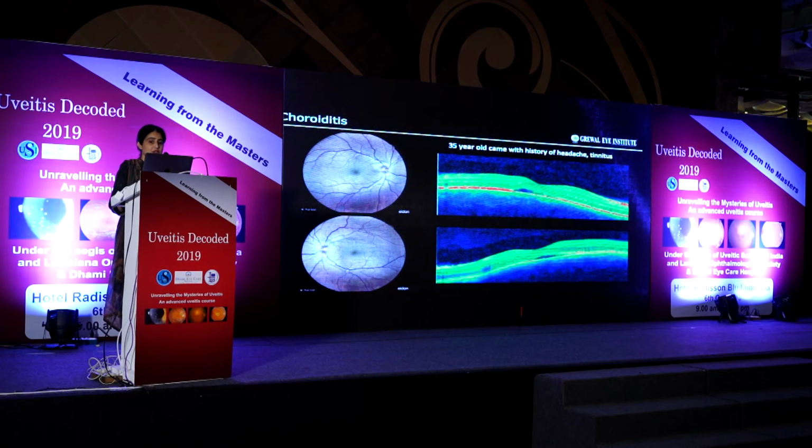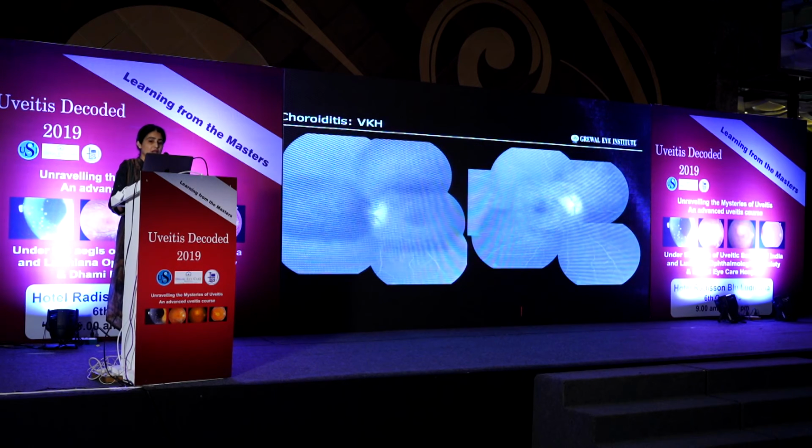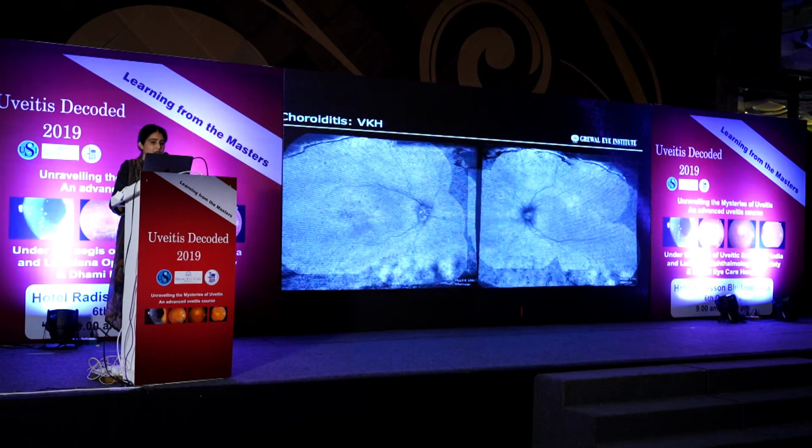This is interesting. It's a 35-year-old lady with headache, tinnitus, and blurred vision. The fundus shows some dull FR, very elevated macula in the left eye, and OCT shows a generalized elevation of the RPE with presence of some subretinal fluid. We did an FFA, which showed a hot disc and ill-defined little leakage. There's nothing much that could be inferred.